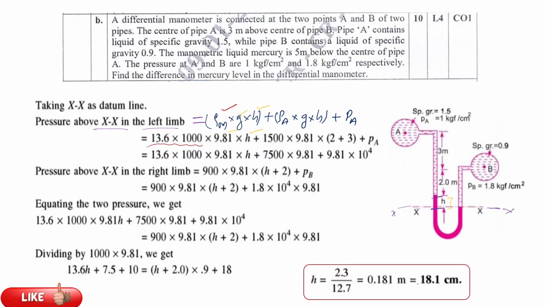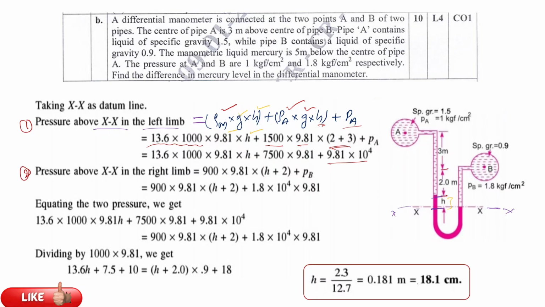Next, density of A is 1500, we already calculated in the first step. g is similarly 9.81, height is 2 plus 3, total 5. Then the pressure at A, PA, is 9.81 into 10 raised to 4. This is the first one.